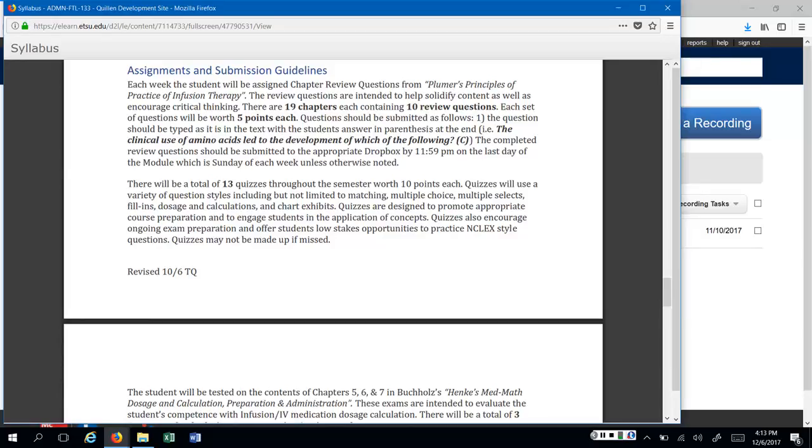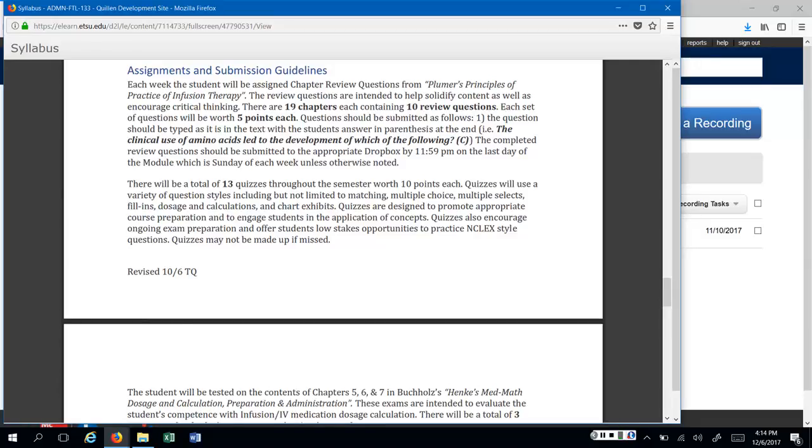There are 19 chapters. Each has 10 review questions. Each set of review questions is worth 5 points. And there's only 10 questions, so that's half a point per question. So it's not a whole lot of work, but I do expect you to put in the effort to do them.